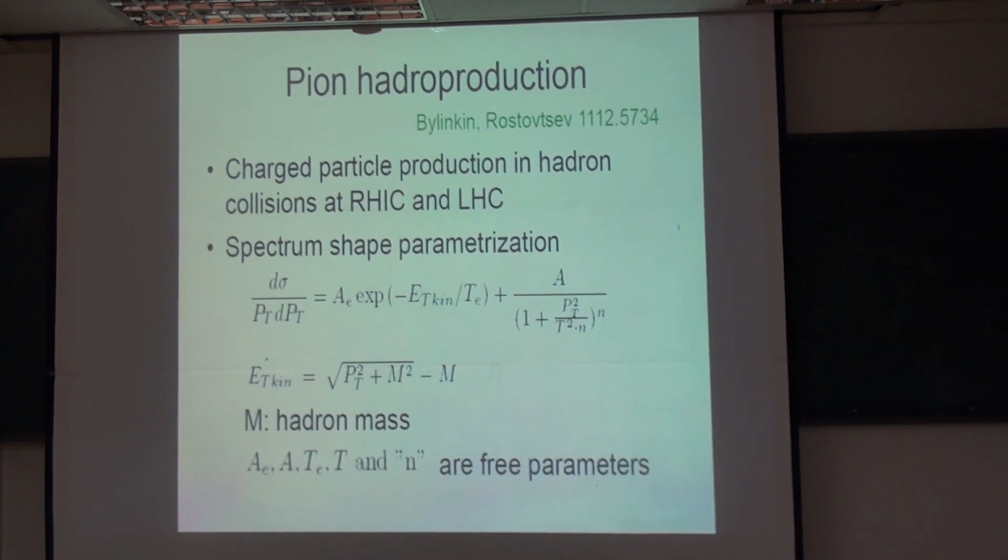There are more pion-involved puzzles. This one is pion hadron production. We can measure the charged particle production in hadron collisions at RHIC and the LHC. Then we can measure this final state particle pT spectrum. Then we can parameterize this spectrum into these two terms, one exponential, the second a power term. All of these are free parameters, N, T, all these are free parameters. Then we fit this spectrum to the data and see what happens.